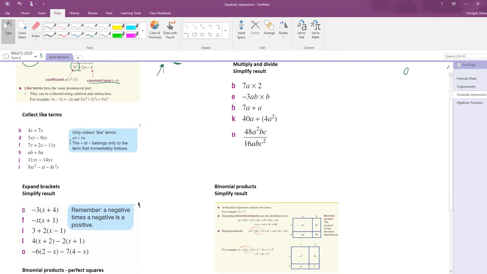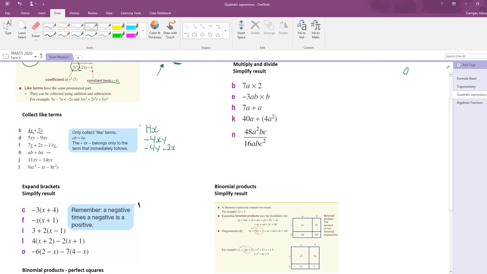Okay, so we're collecting like terms. We're just looking for both the terms to be exactly the same. These ones are the x and x, so 4 plus 7 equals 11, 11x. The next one, we can notice xy and xy, we can subtract them. 5 minus 9 is minus 4xy. Next one, we've got 7, we've got the 2x, and we've got a minus 7, 11y. So these two are the same, the 2x is different. We can subtract the y's, and we keep the x's.